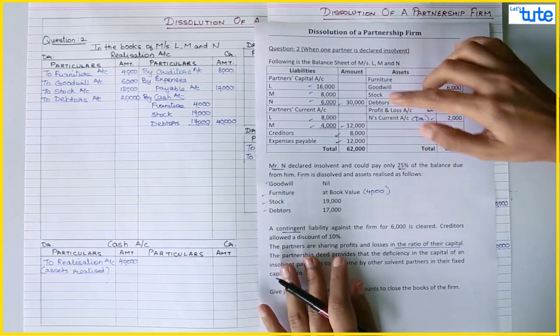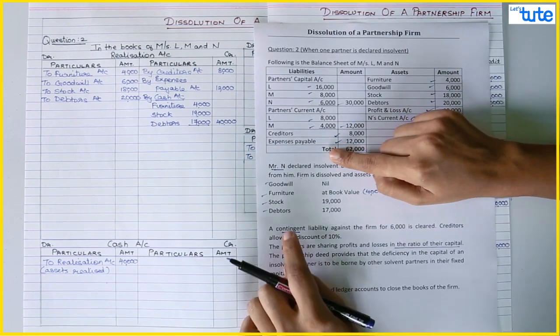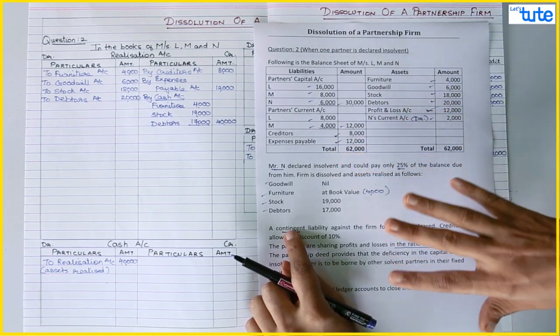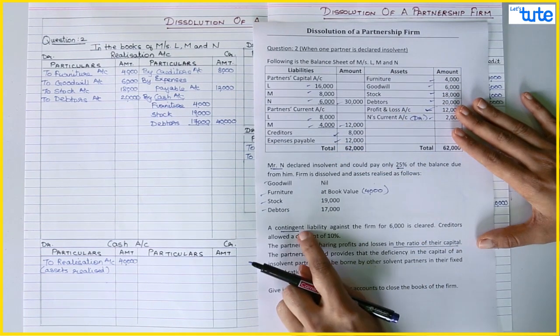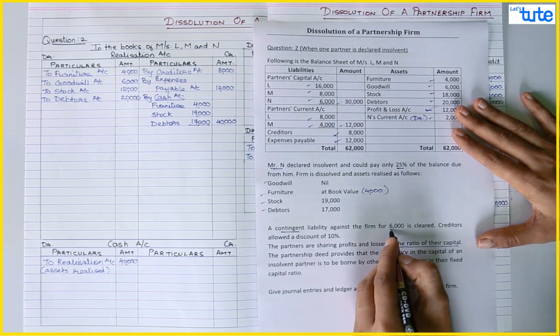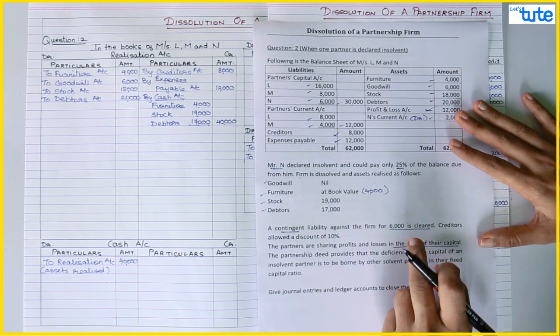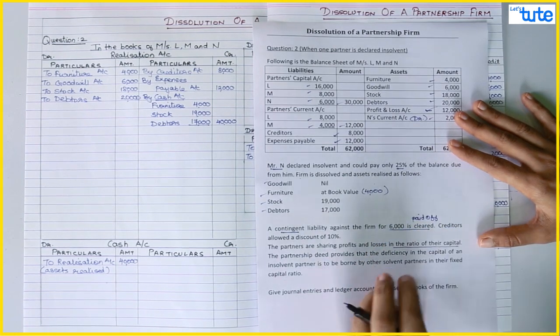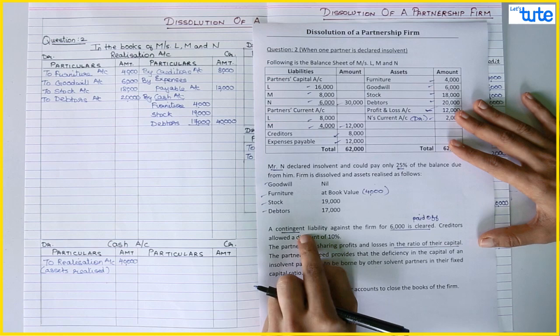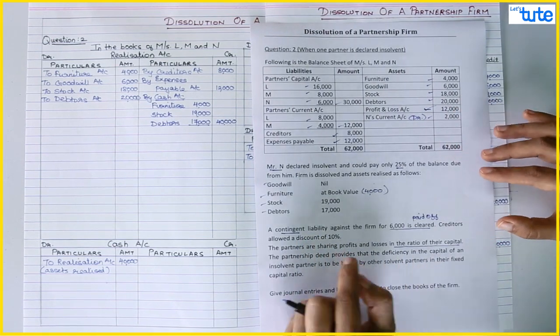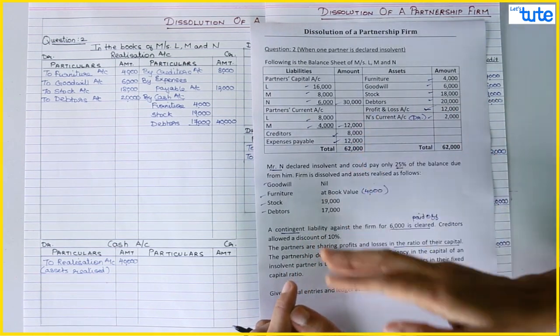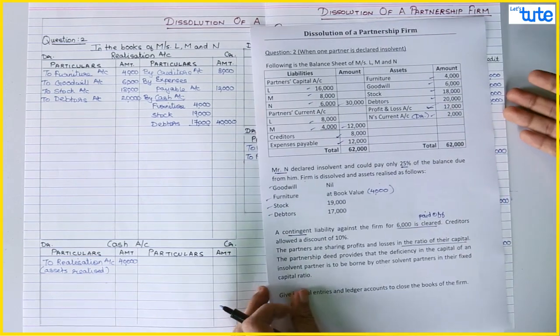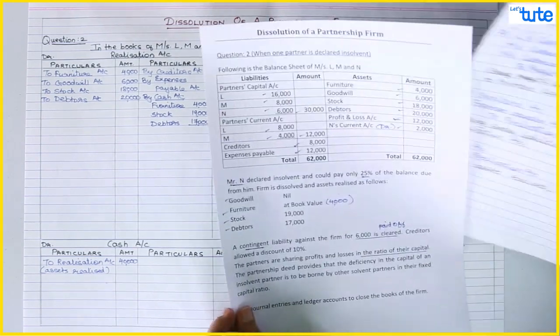So right now, if you see your balance sheet, you don't have this contingent liability, but at the time of dissolution, this liability for 6,000 is cleared. What do you mean by cleared? It is paid off. So at the time of dissolution, probably this contingent liability would have arisen, and since it has arisen, the firm would have paid this 6,000 for this contingent liability. So we'll pass the entry for the same.